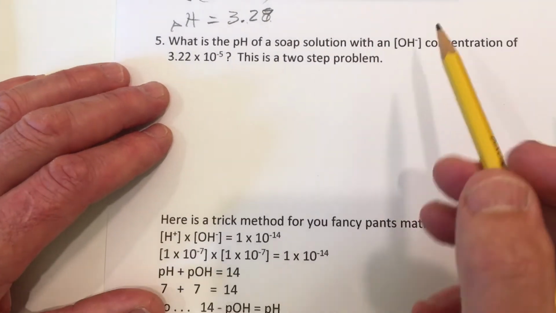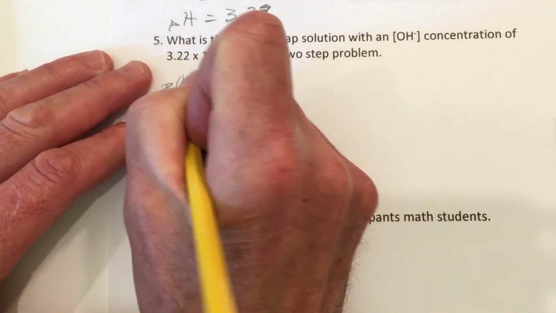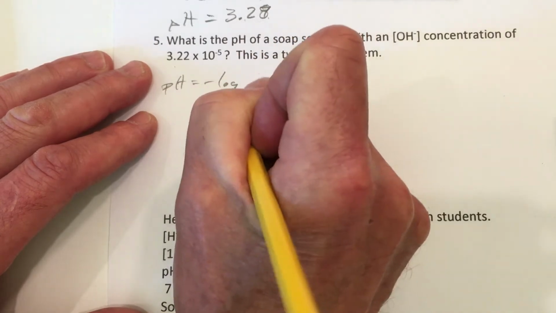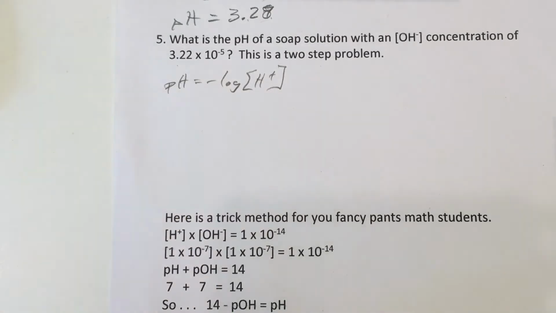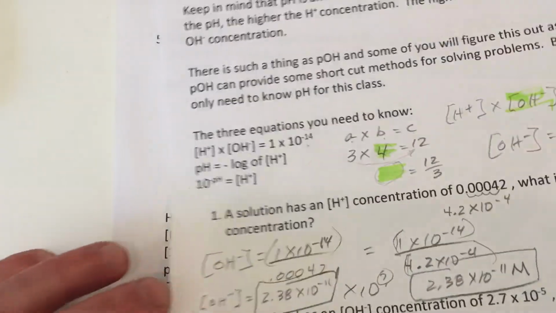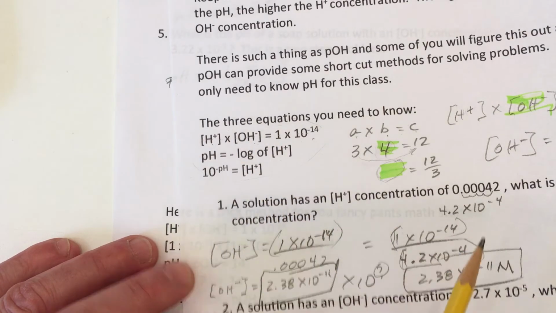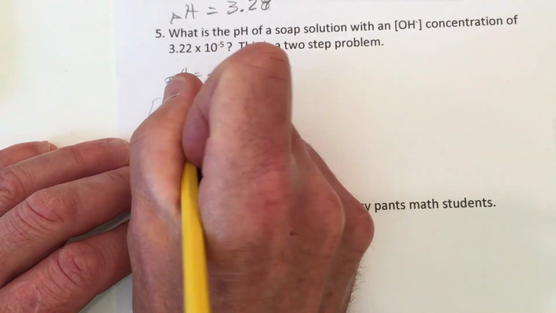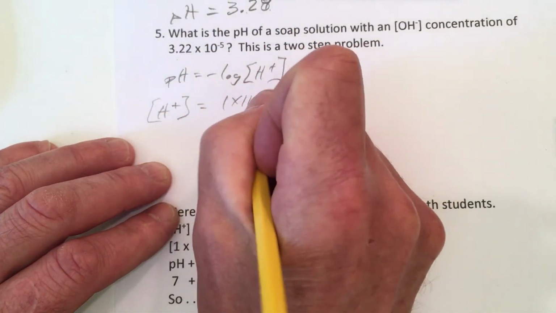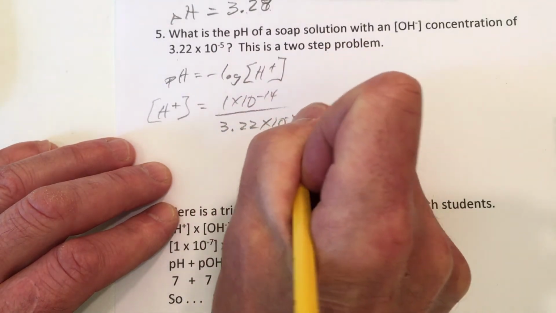So let's see here. We're given the OH concentration of 3.22 times 10 to the negative 5, but remember, pH equals negative log of the H plus concentration, and we don't have the H plus, we have the OH. So what are we going to do? We're going to use this equation here. We're going to find the H plus from the OH concentration. So H plus equals 1 times 10 to the negative 14 divided by 3.22 times 10 to the negative 5. Don't forget to use parentheses.